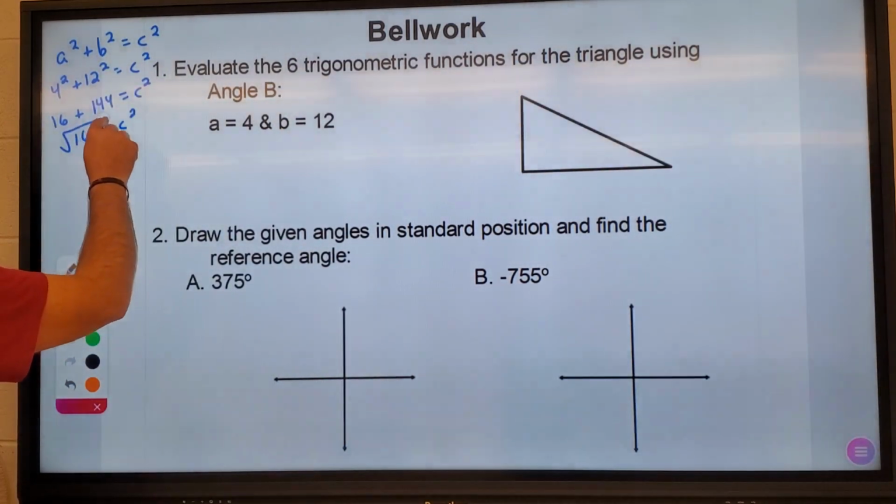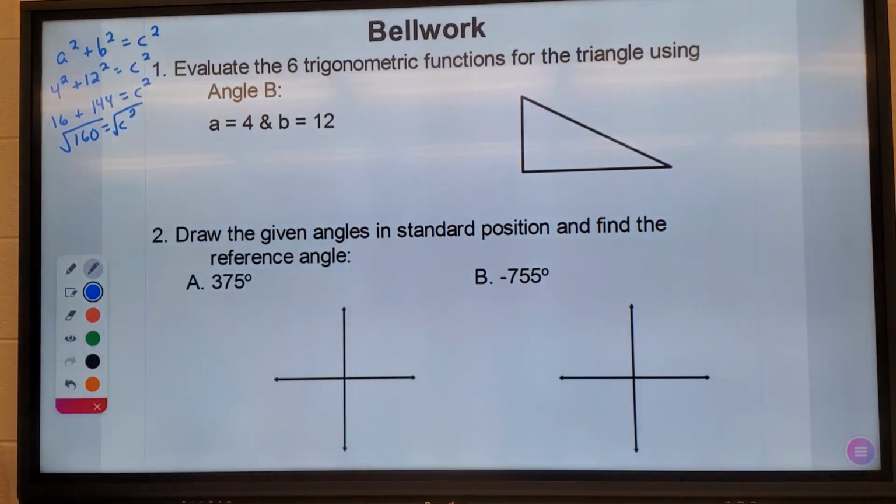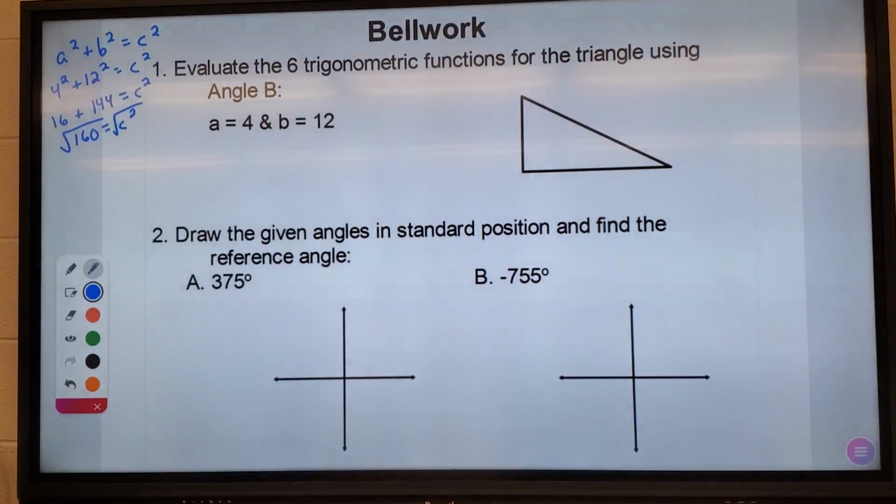If we take the square root of both sides now, we check to see if the square root of 160 is a perfect square, or if there are any perfect square factors in 160. 160 itself is not a perfect square. 12 squared is 144. 13 squared is 169. So 160 is in the middle of that. Okay, so 160 is not a perfect square. However, it does have perfect square factors.